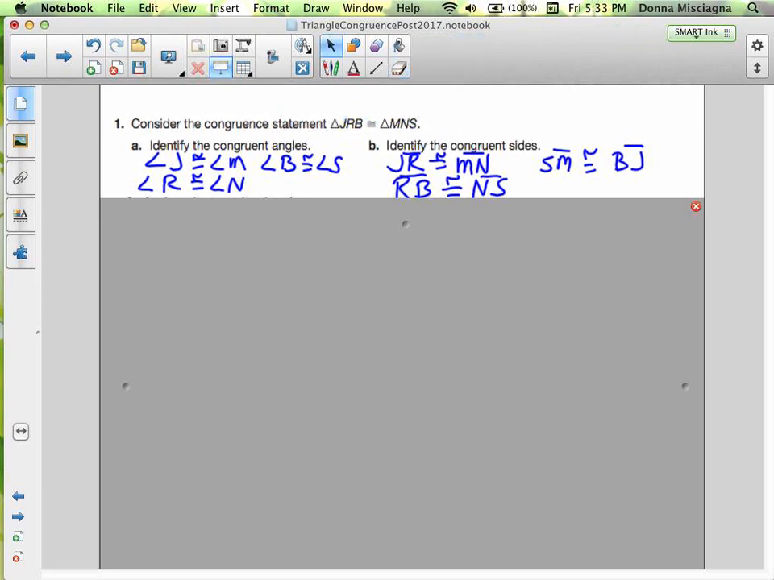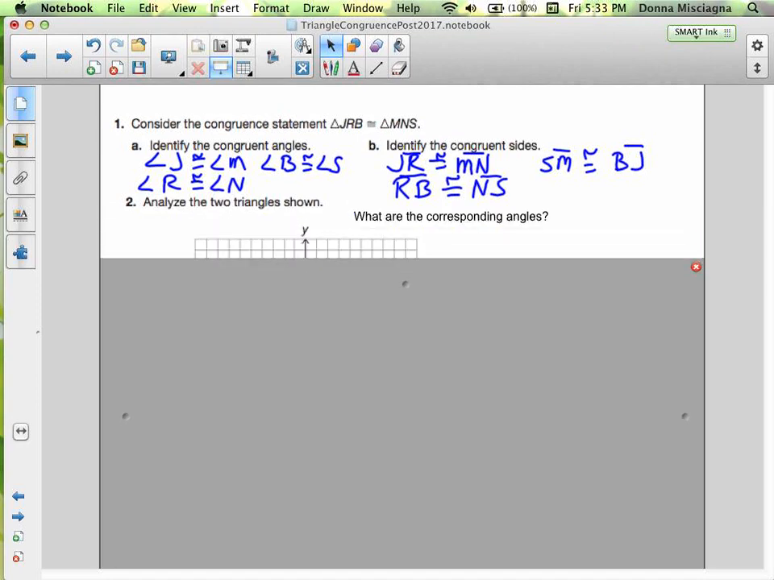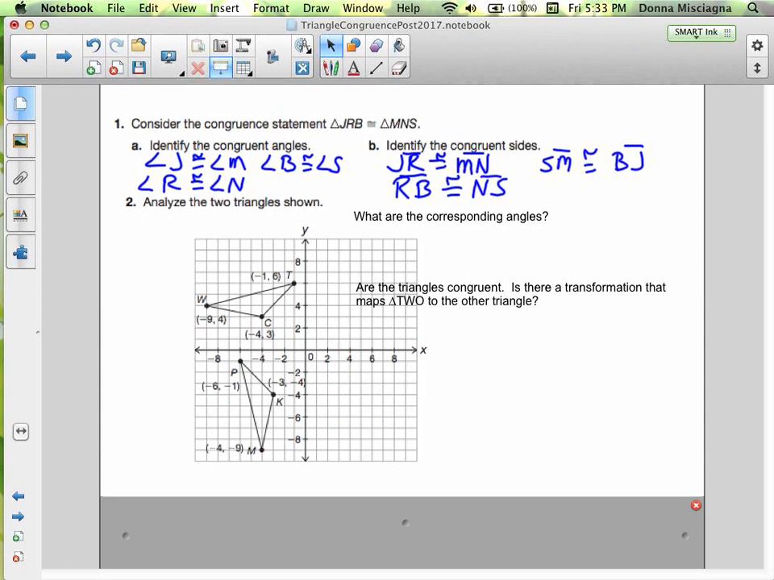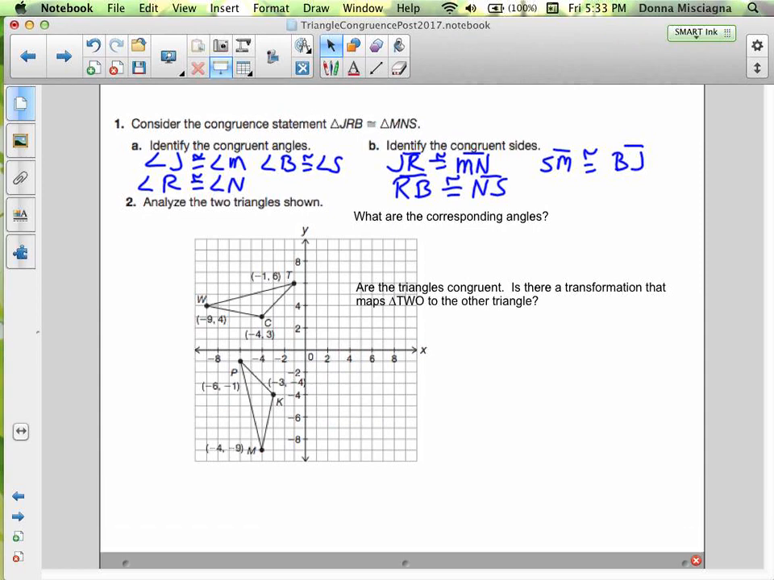All right, so let's look at the next problem in your notes. I had this one hidden just so you wouldn't look at these triangles when you were trying to name the congruent parts in triangles that have nothing to do with these triangles. All right, so we're going to analyze the two triangles shown. Let's see if we can figure out which are the corresponding angles, which angles might go together if they are congruent, and then are the triangles congruent? Is there a transformation that maps one to the other triangle?